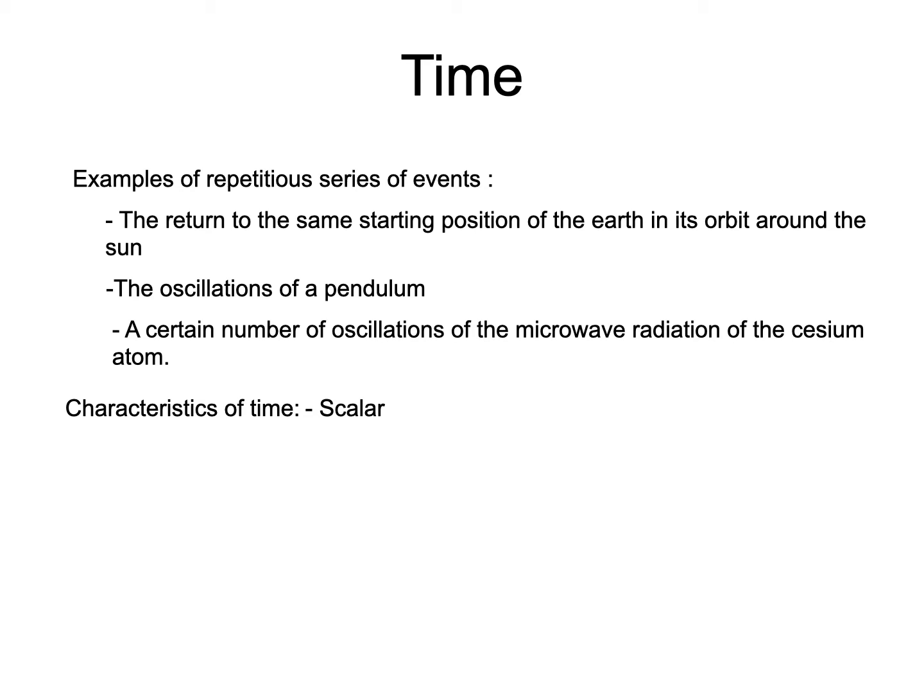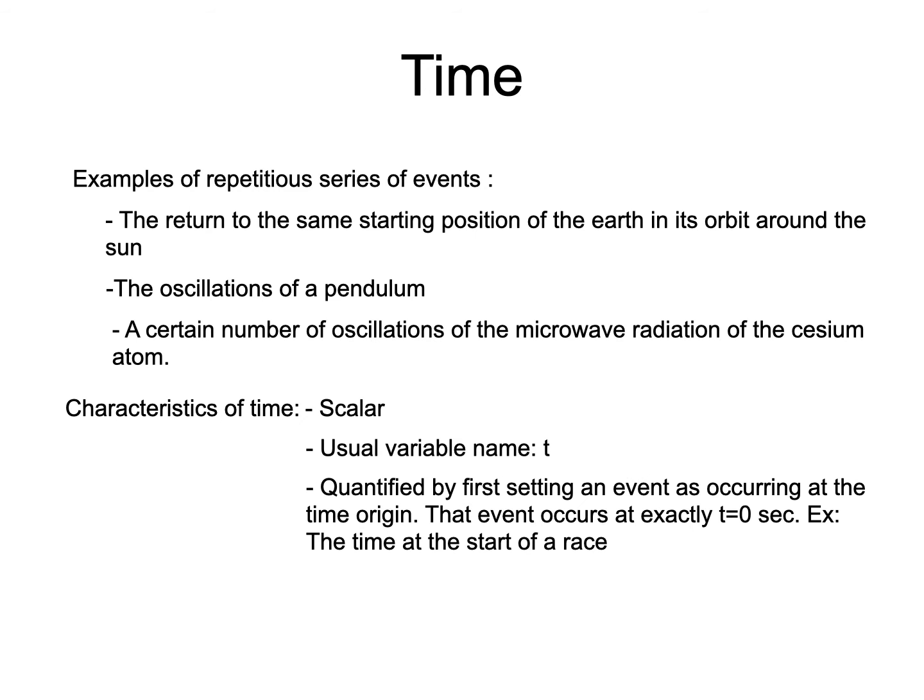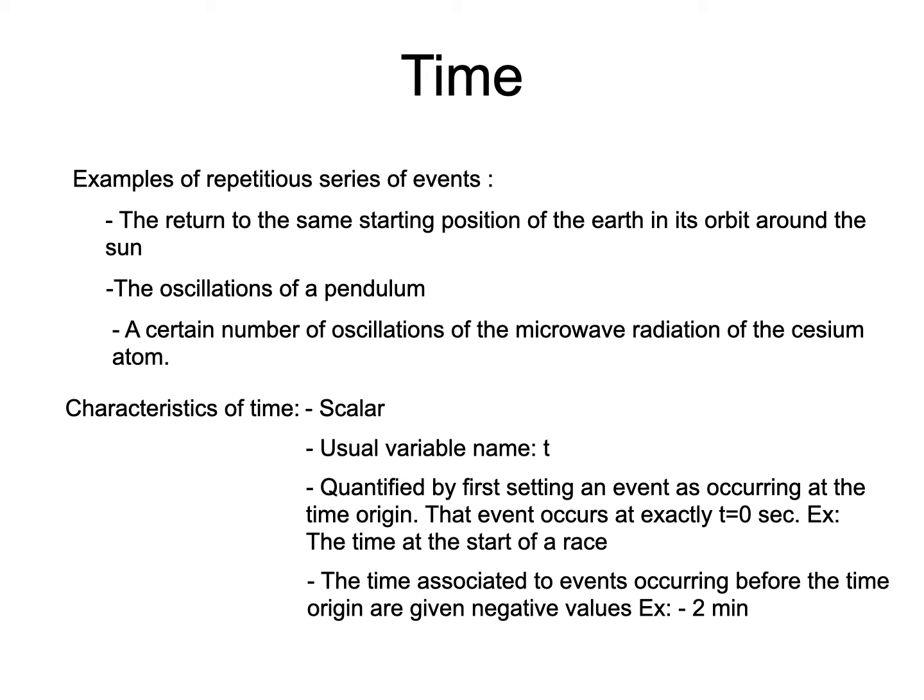It does not have a direction in space. We will reserve the letter small t for the variable naming time in equations. In order to quantify time, you need to choose an event that happened at time t equal to 0, such as the beginning of a race or your birth. The value for time can be negative. It only means that events occurring at negative values of time occurred before the event chosen to occur at t equal to 0.